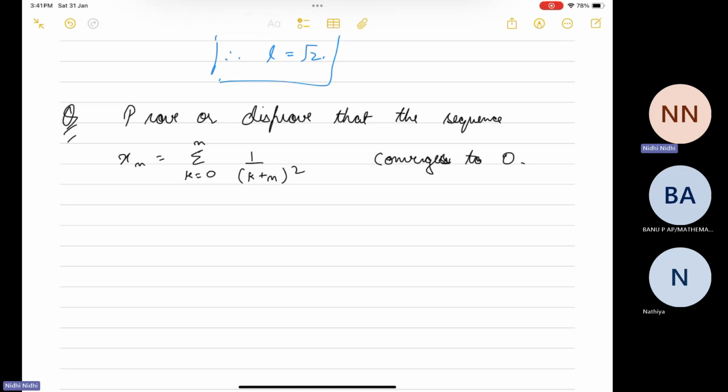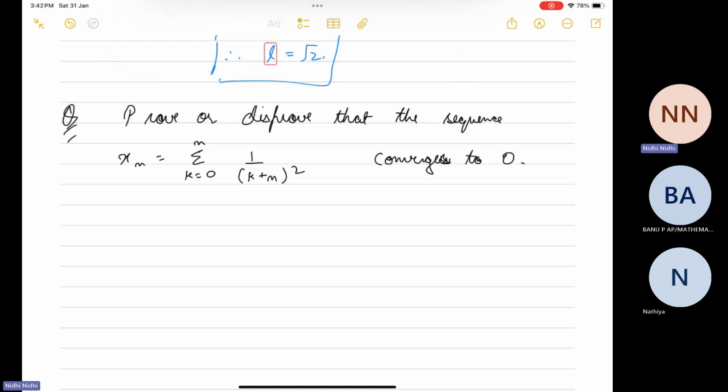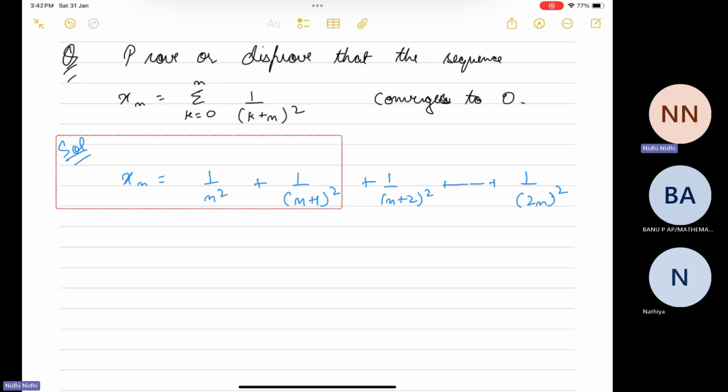Now for that, firstly let us see how the terms of the sequence xn look like. Solution. So this xn, taking k equals 0, this will be 1 by n square plus 1 by n plus 1 square, 1 by n plus 2 square, and so on up till 1 by 2n square.